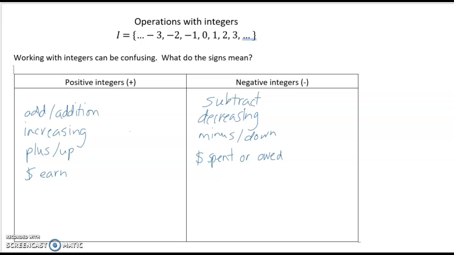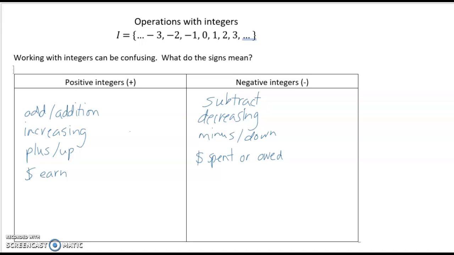Hey class, so today's lesson is operations with integers. The capital I represents integers, and we talked about that yesterday. So all the negative whole numbers, then including 0, and then all the positive numbers, and it keeps going to infinity. So we're working with integers, and sometimes it can be confusing. And what do the signs mean?